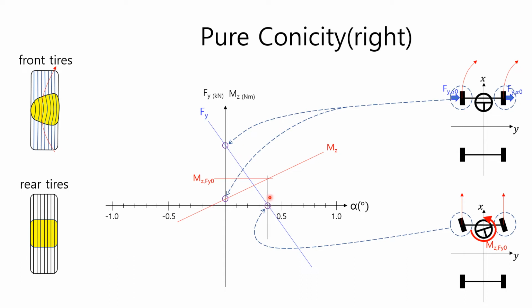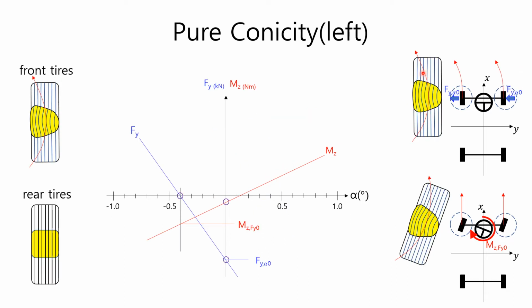But the driver should constantly supply the necessary moment MgFy0 through the steering wheel. Here, the side slip angle has a positive value because it is in the opposite direction to the steering angle, and at this time, the lateral force is 0, but the self-aligning moment is not 0.